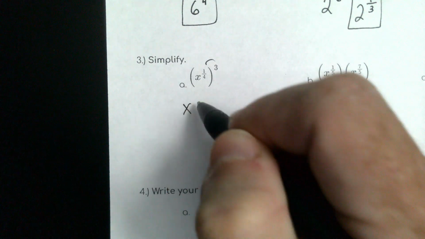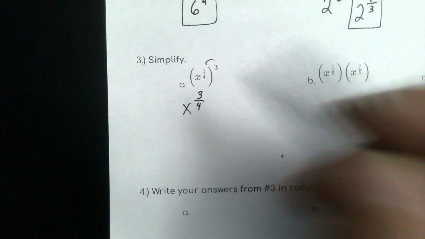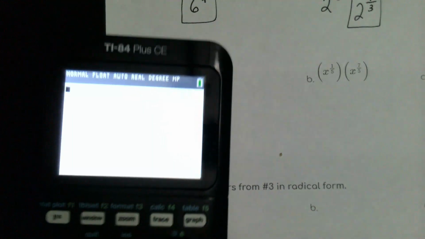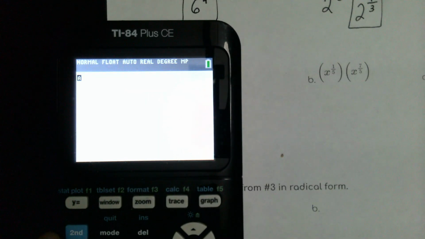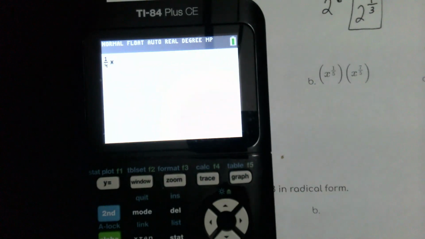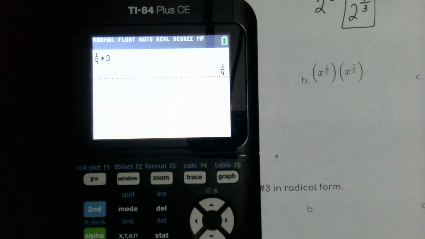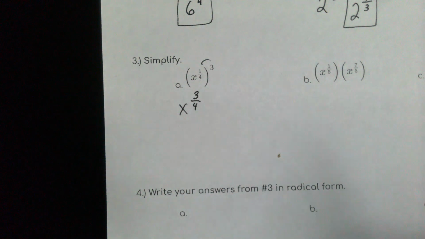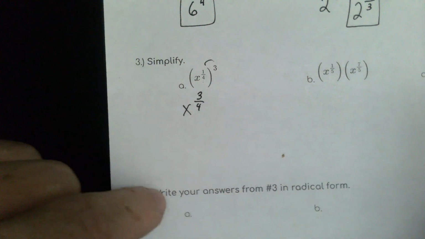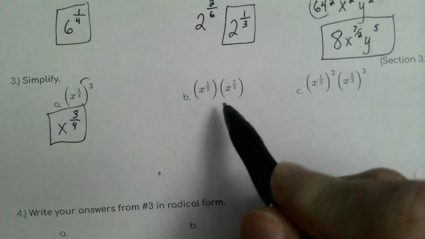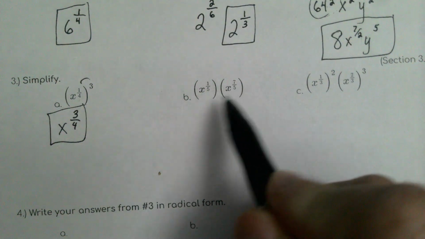That is just x to the 3/4. So you would multiply 1/4 times 3 on your Desmos or your calculator. 1/4 times 3. And there it is, 3/4. So x to the 3/4. And that's it. It just says simplify. We'll take care of radical form down here. Okay, that is done.